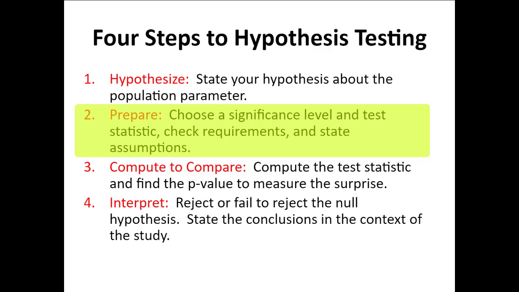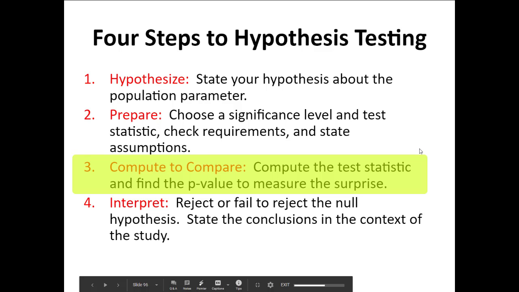You're also going to check any requirements that you may have. So for example, you're going to check for normality. And if you cannot check for normality, then you're going to check for the conditions of the central limit theorem and make a decision on whether you have enough evidence that your data is normally distributed before you can proceed.